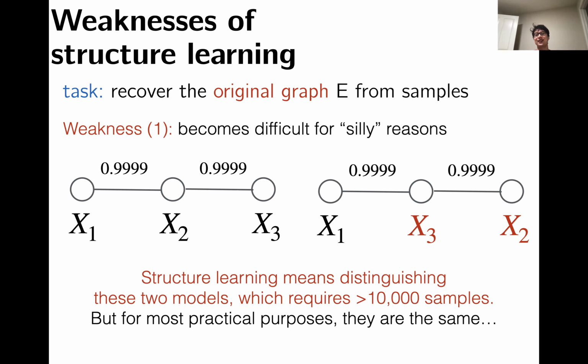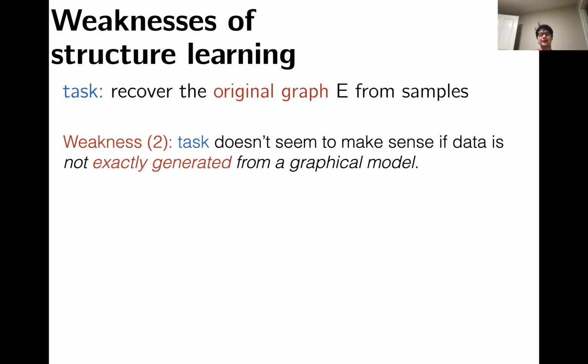And if you think about it from the sample complexity perspective, because those two models are so close, you're going to need at least 10,000, actually more, samples to structure learn if you have to distinguish those two models. And so maybe we want a definition which doesn't sweat so much about the difference between things which are ultimately very similar. And this is related to the second problem, which is what happens if the data does not come from a ground truth model?